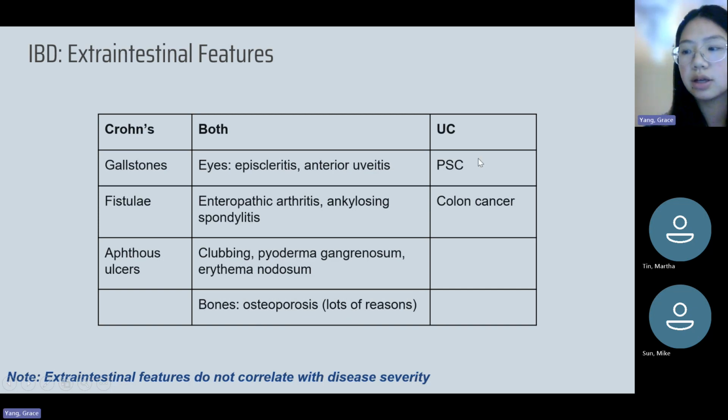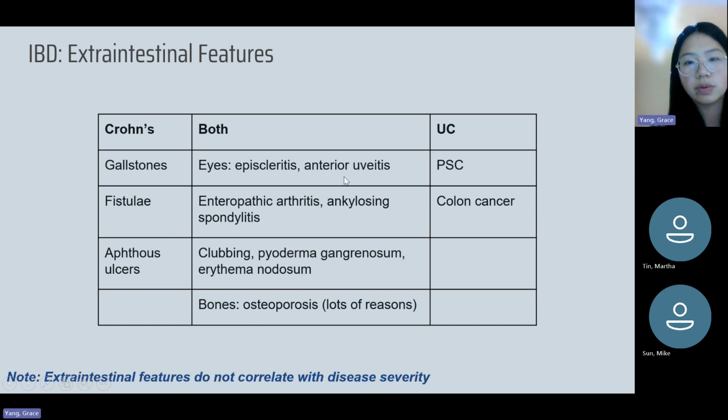With ulcerative colitis, you might have heard of primary sclerosing cholangitis, which is a disease of the biliary tract. And around 80% of the patients with PSC have ulcerative colitis, but not all the patients with ulcerative colitis will have PSC. That's a lot lower, only about 4%. And with this, it comes with increased risk of colon cancer and also cholangiocarcinoma. And importantly, it doesn't correlate with disease severity.